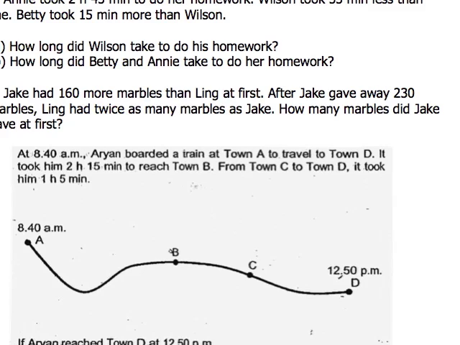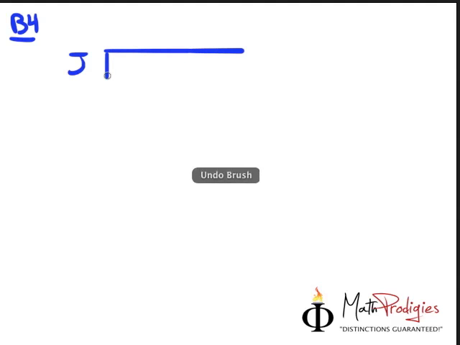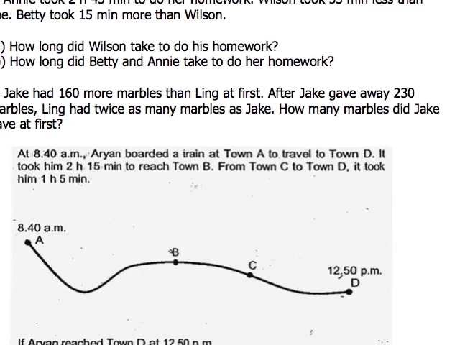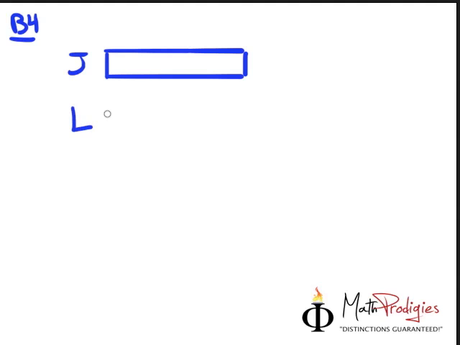So let's do this. If Jake had 160 more marbles than Ling at first, how would the model look? It will look a bit like this. Wait, this is the before. Okay, so I'm just going to draw Jake, up to here. And who's the other person? The other person is Ling. So who has more, Jake or Ling? Jake has more. By how many? By 160.